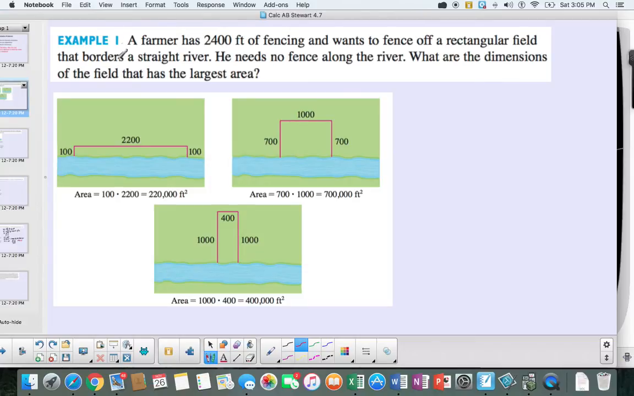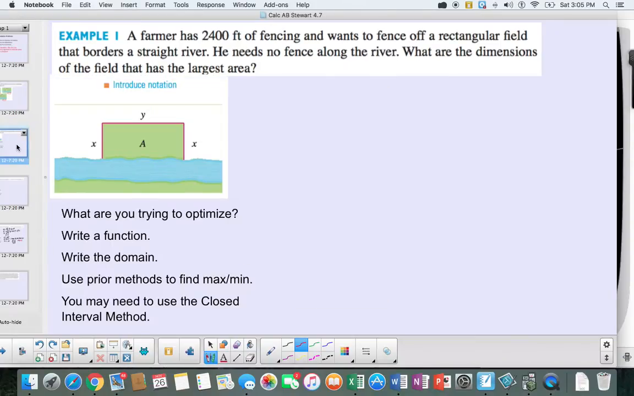If we set up some dimensions, 100 by 2,200, which will add up to 2,400, we find that we get this amount of area surrounded. If we change the dimensions, we get this amount of area. And if we change them again, we get this. So somewhere there are some dimensions that will maximize the area. Let's go ahead and use variables to put that up.